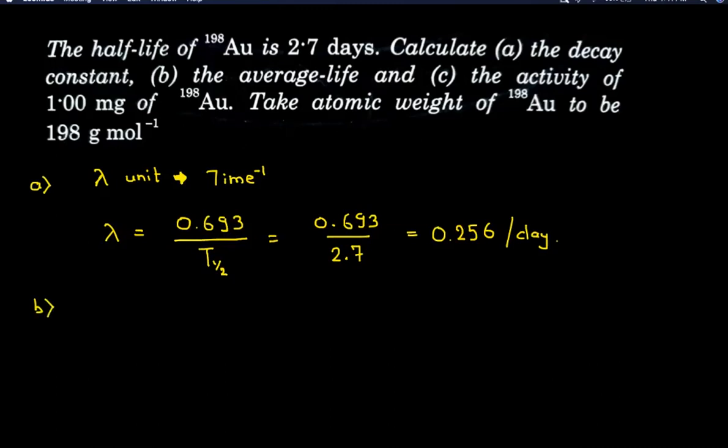This is A. D, average life. Four days. Average life formula is what? T average is 1 by lambda, right? 1 by lambda. So it is definitely less than 4. 1 divided by 0.25 is 4. This is 1 divided by 0.256. But yeah, close to 4 only. So this will be around 3.9 days. Ravi Kiran, don't use calculator.